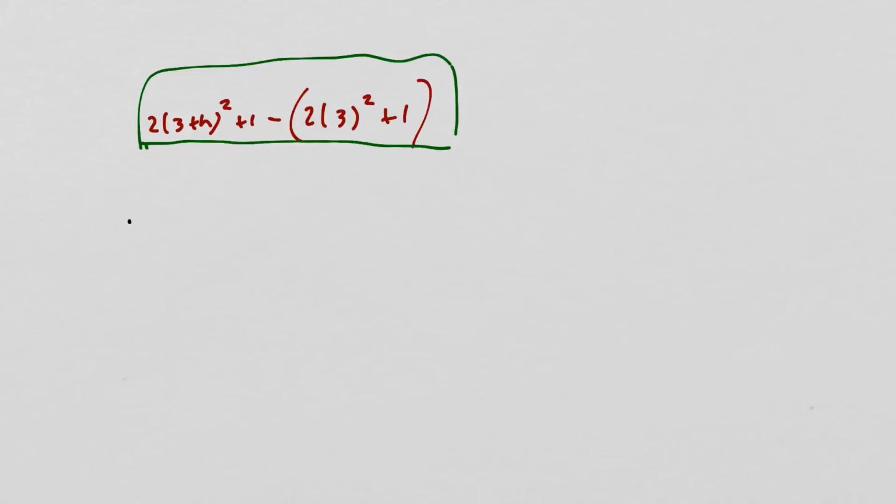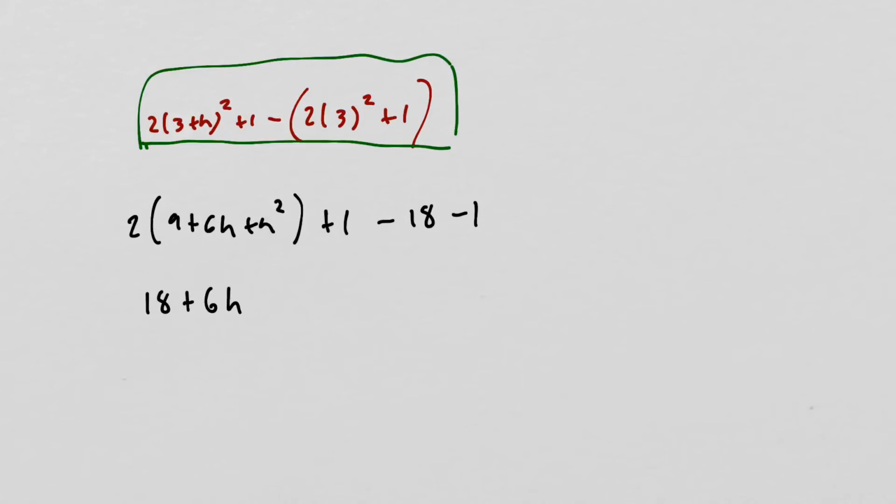So this is going to become 2 times (9 plus 6h plus h squared) plus 1 minus (18 plus 1). Oh, sorry, that should be minus 1. Distributing out the 2 in this first part, we're going to get 18 plus 12h plus 2h squared plus 1 minus 18 minus 1. Sorry, I made a mistake here, it should be 12h.